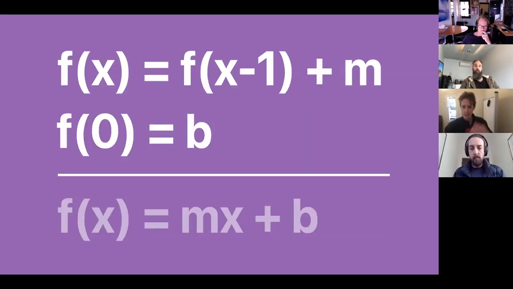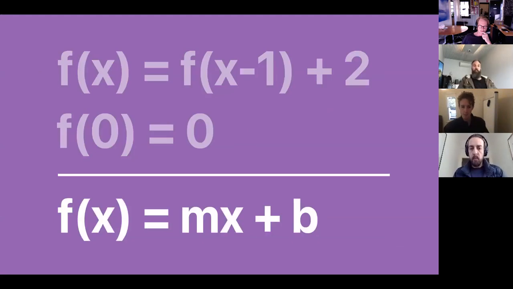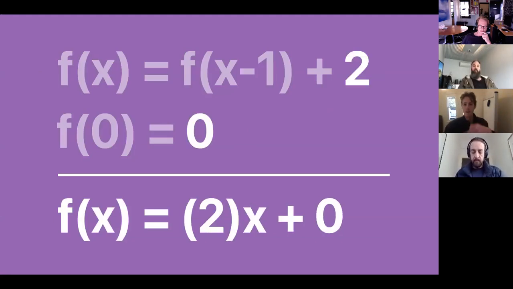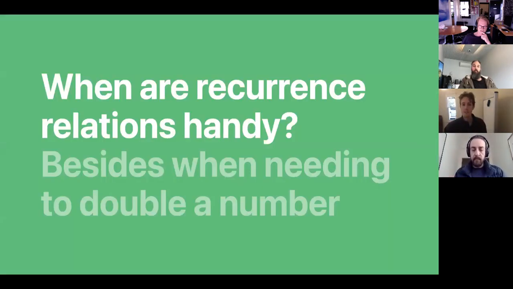And in our case, we replace the m for a 2, the b for a 0, and we get 2 times x plus b, just 2 times x plus 0, which is 2x. That's kind of how we got to the same place.